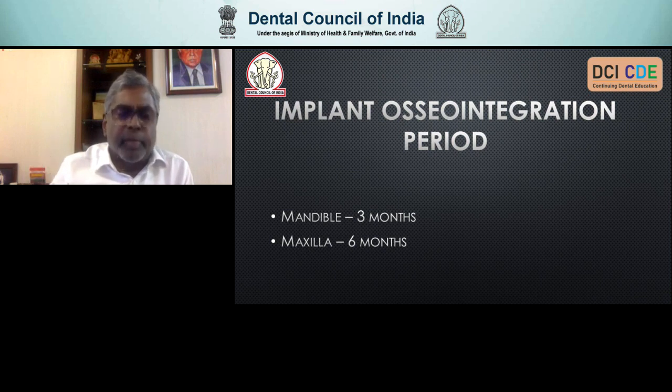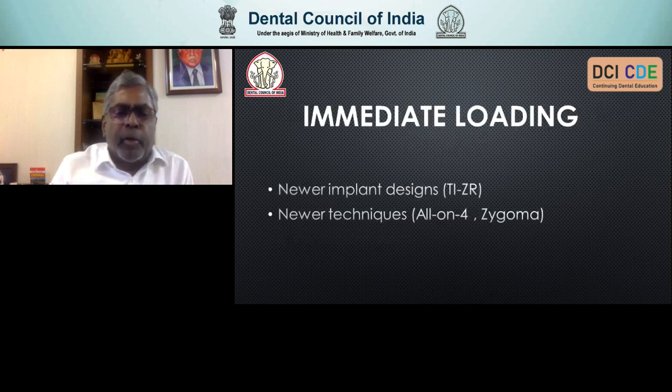conventional healing periods. But today, we have got much better designs. We have got titanium zirconia coatings. We have got surface modifications, which allows you immediate loading or early loading within 6 weeks. There are newer techniques, such as the all-on-4 zygoma implants, which allow you to splint these implants and load immediately. So although conventionally we wait 6 months for the maxillary implants to integrate and 3 months for the mandibular implants to integrate, with newer designs and newer techniques, all these things are changing rapidly.